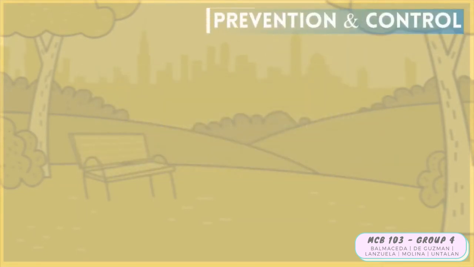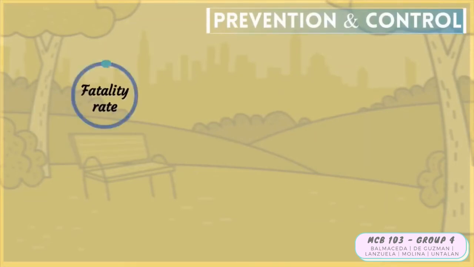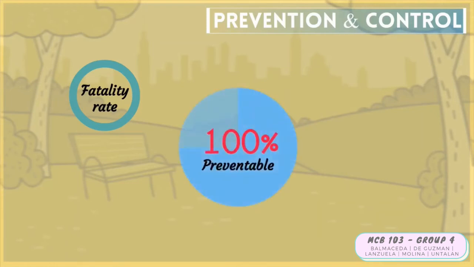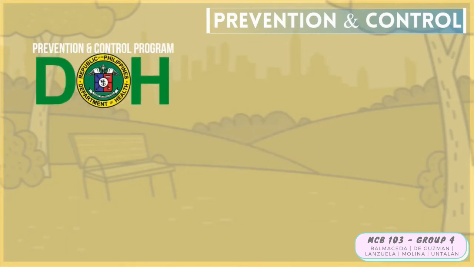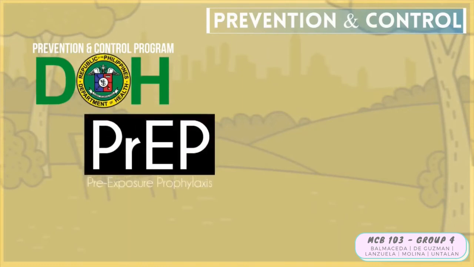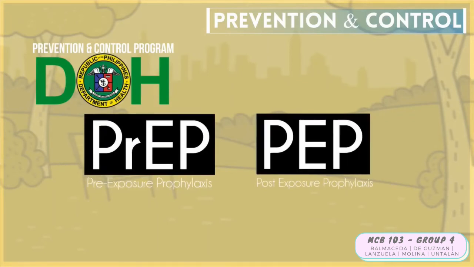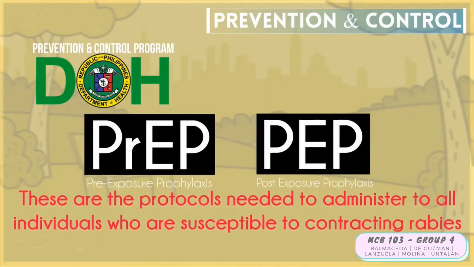Prevention and control. It has been mentioned earlier that the fatality rate of rabies virus is almost 100%. However, being the most fatal among infectious diseases, it is also 100% preventable. The prevention and control program of the rabies virus to humans that is formulated by the DOH highlights the significance of pre-exposure prophylaxis or PrEP and post-exposure prophylaxis or PEP. Essentially, these are the protocols needed to administer to all individuals who are susceptible to contracting rabies.